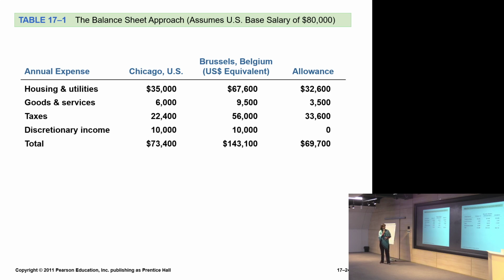And this is another example. Let's say that you have $80,000 in the United States, and how much will your cost be if you're living in Chicago, and how much will that be if you will be living in Belgium. As you can see, there is quite a significant difference here, and that's why the company needs to give that allowance, additional payment for that individual.